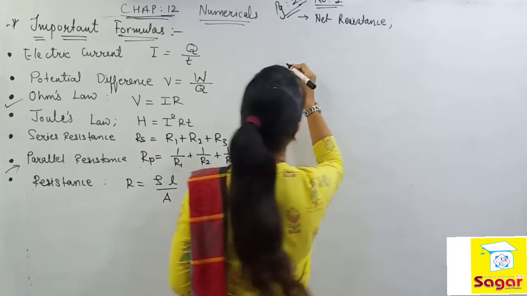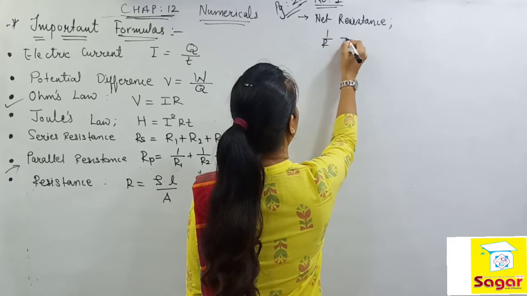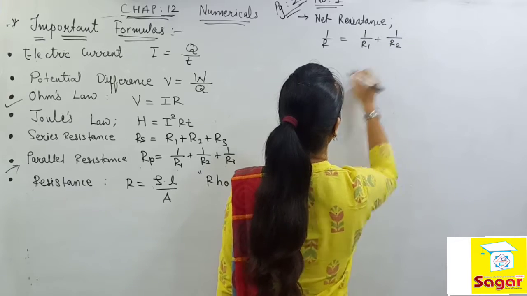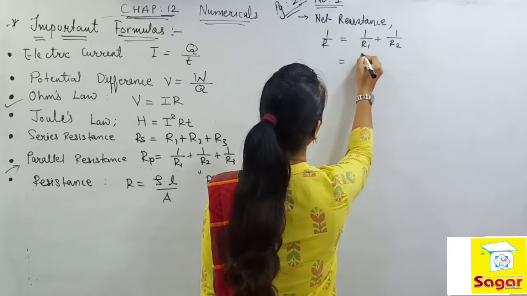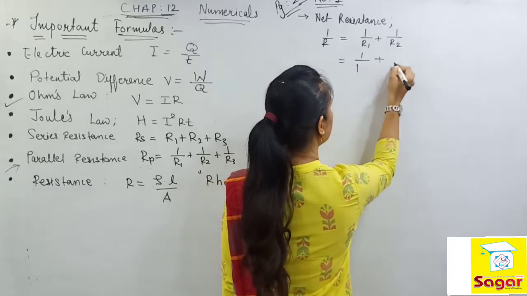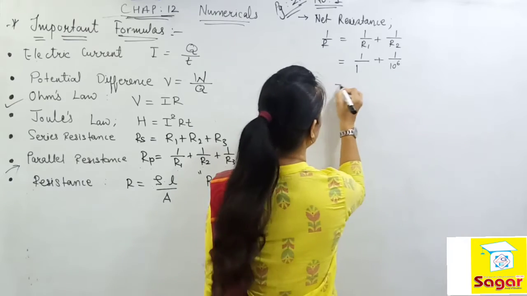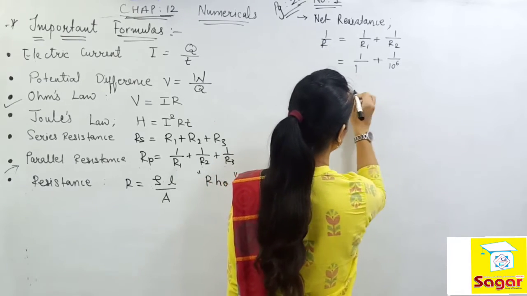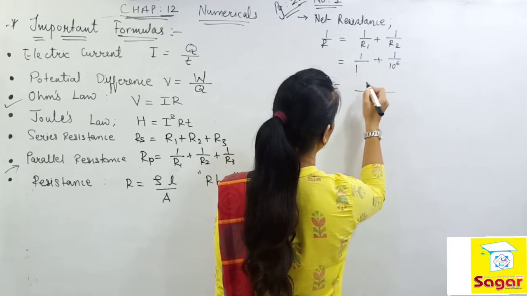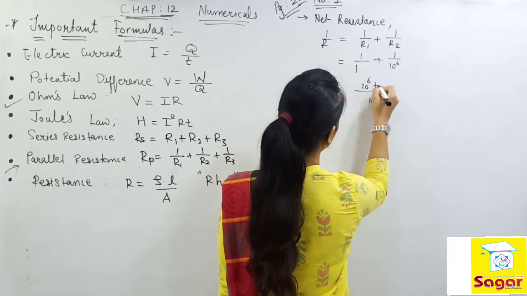Okay, so net resistance: 1 upon R is equal to 1 upon R1 plus 1 upon R2. What is the value of R1? That is 1 ohm. What is the value of R2? That is 10 raised to 6 ohm. Just take the LCM of 1 and 10 raised to 6, so you will get 10 raised to 6. Finally we have to do the cross multiplication. It's a maths part. So it will be 10 raised to 6 plus 1.